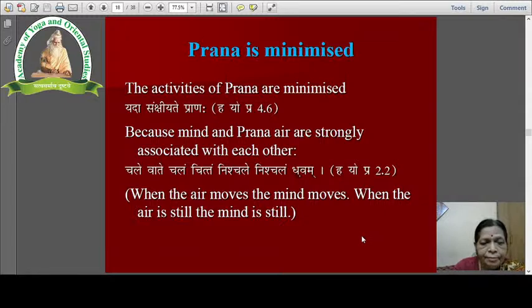Now what happens to the prana? The activities of prana are minimized. Prana is there, otherwise the yogi will not be alive. So prana is there, but it is minimized to the limit. Because mind and prana are strongly associated with each other. Chale vate chalam chittam nishchale nishchalam dhruvam. When the air moves, the mind moves. When air is still, the mind is still. Now, when the mind is still, the air has to be still. So the mind is functionless. So the prana has to be functionless. Air means pranavayu. So the pranavayu has to be functionless because the mind is functionless.